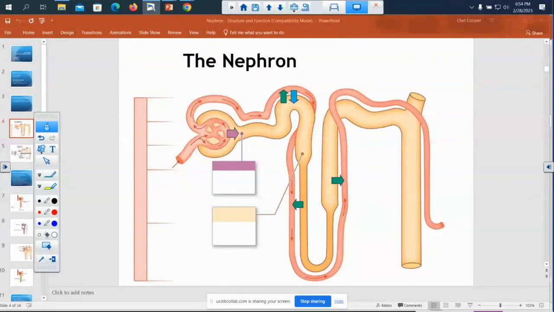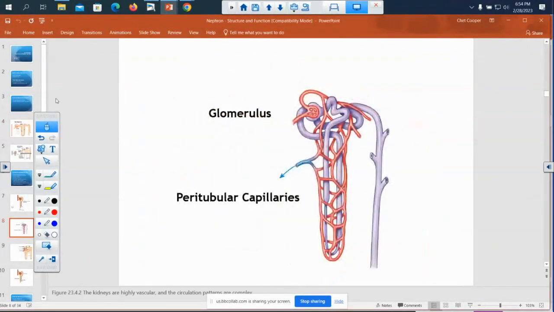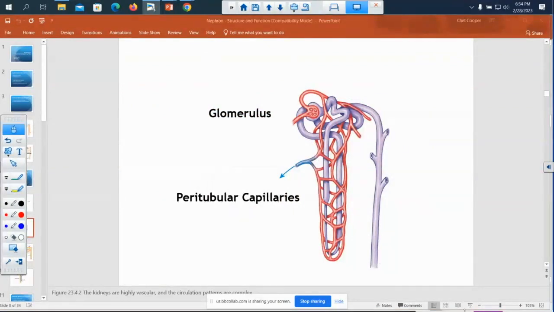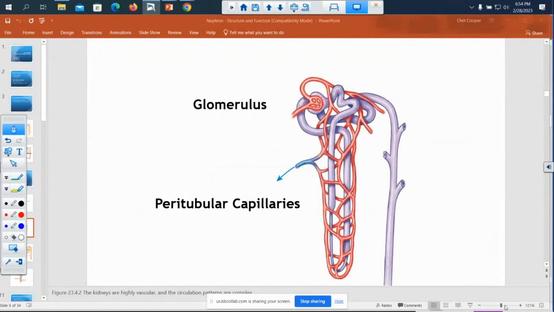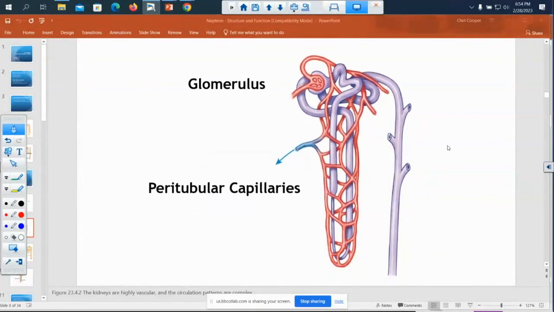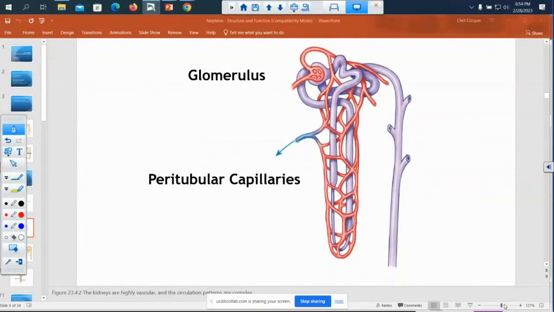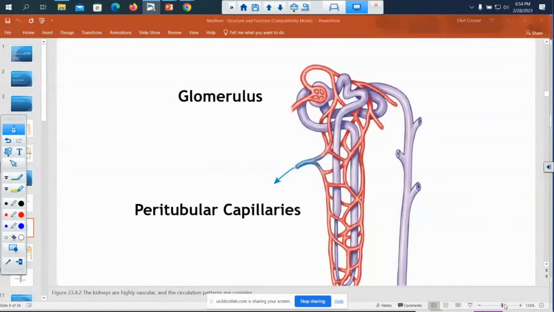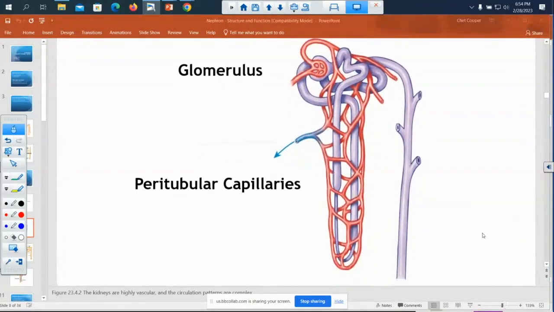We're going to stay in the same PowerPoint and go a few slides down until you get a funny looking one that looks like that. And notice this one, they were nice to us and they labeled the capillaries. So all of these are peritubular capillaries.